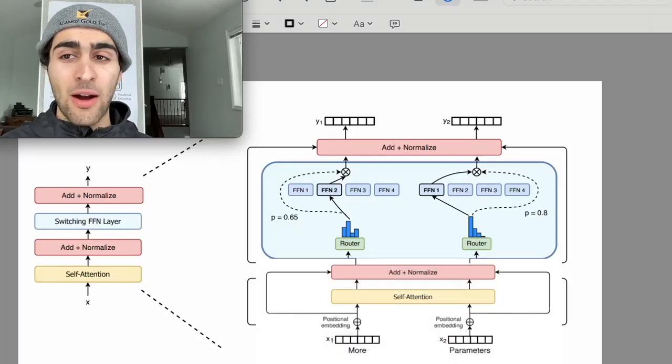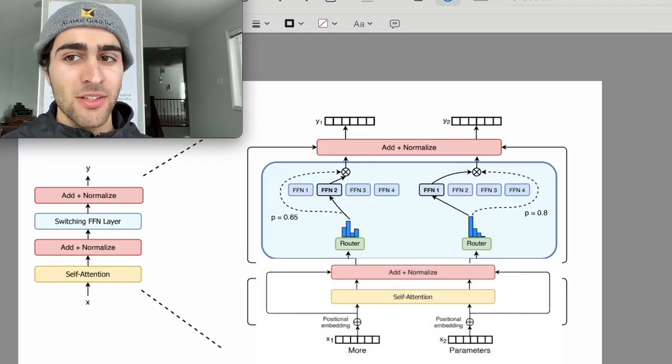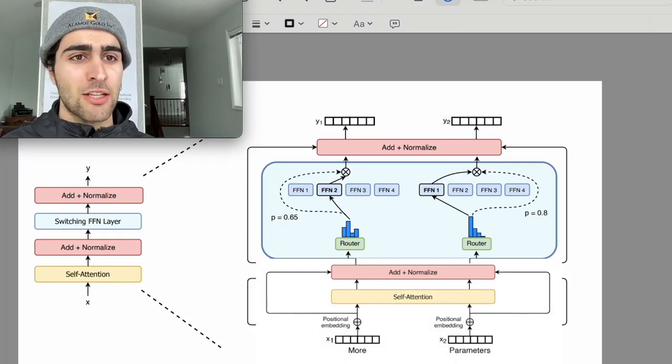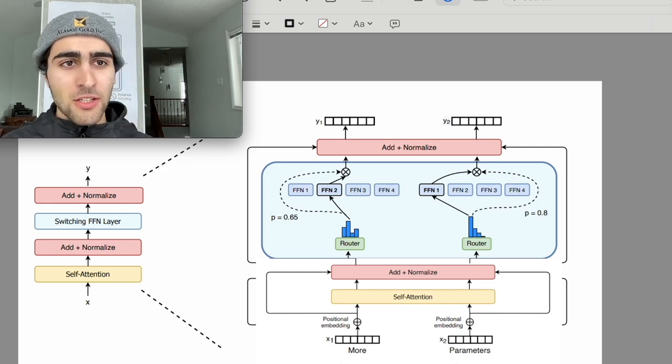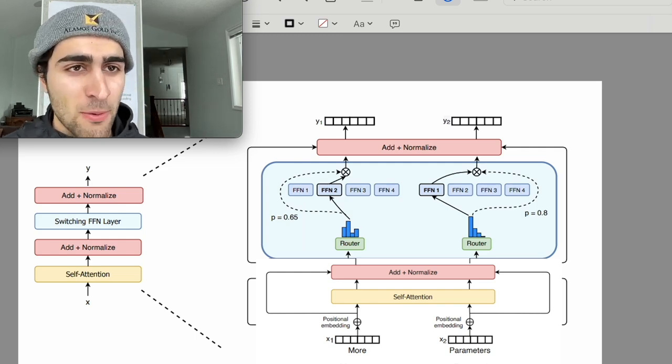Hello and welcome to my video where I will discuss mixture of experts and how they're used in transformers to improve computation with the same memory requirements. So first of all, we need to understand where mixture of expert models are used.